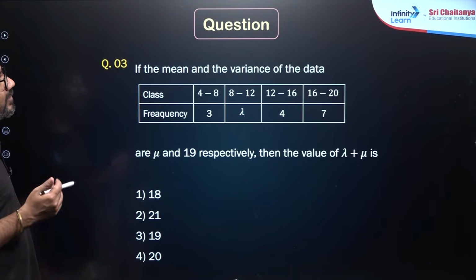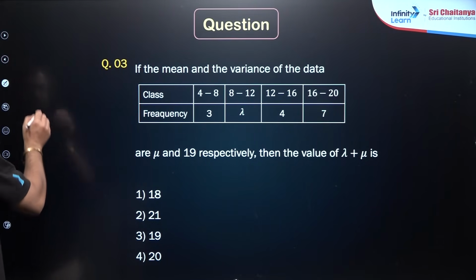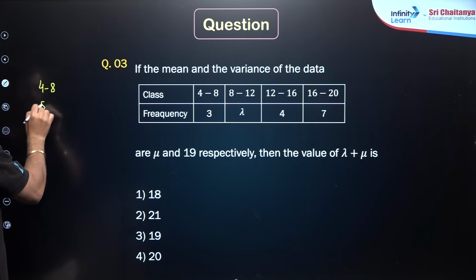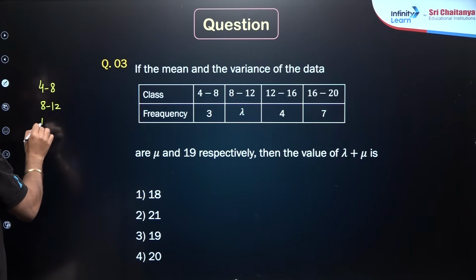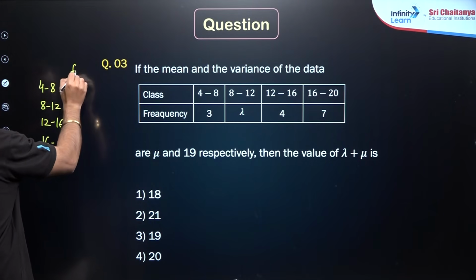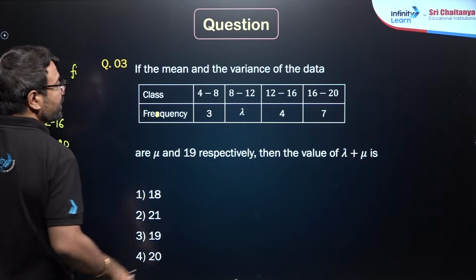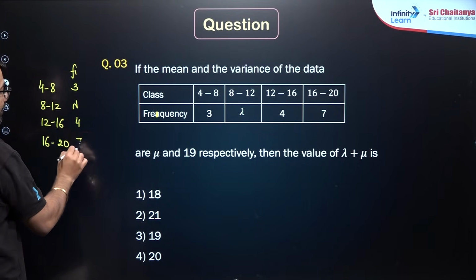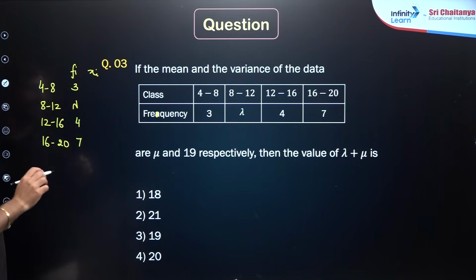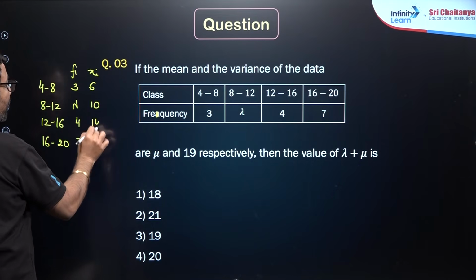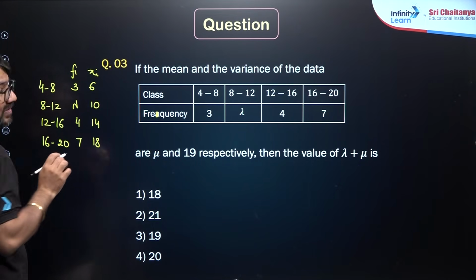Next is a question where you have to get the mean and the variance of this data. So the class intervals are given to you in the format 4 to 8, then 8 to 12, then 12 to 16, and then 16 to 20. Then, my dear students, you have the frequency: here you have 3, then lambda, then 4, then 7. I am first of all finding the midpoints. So the midpoints here will be 6, then 10, then 14, and then 18. These are known as class marks.